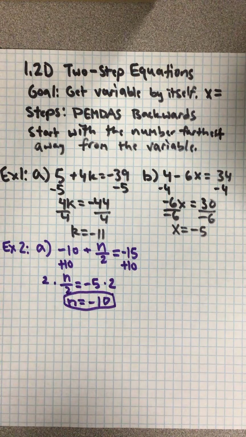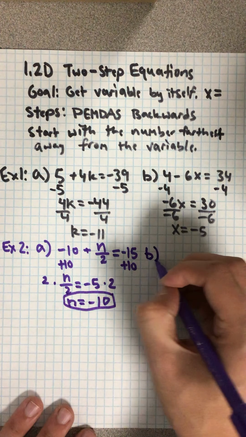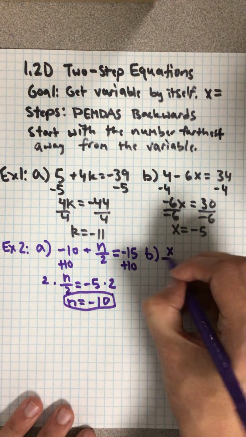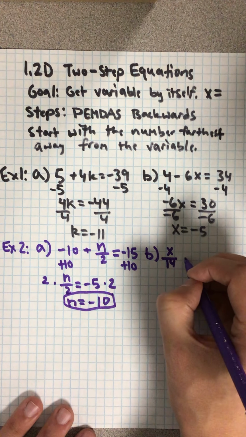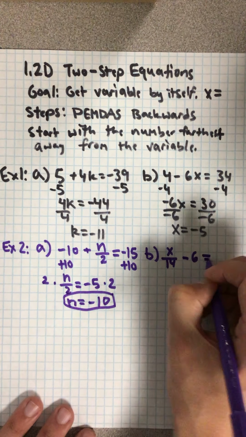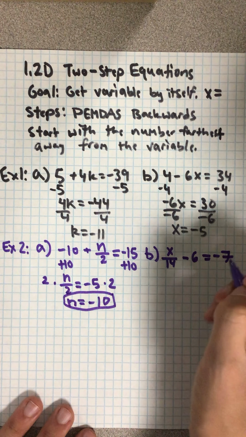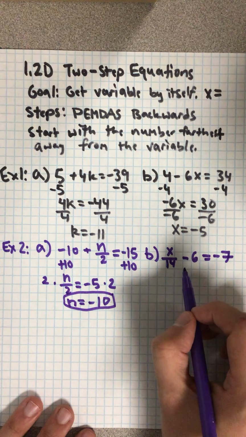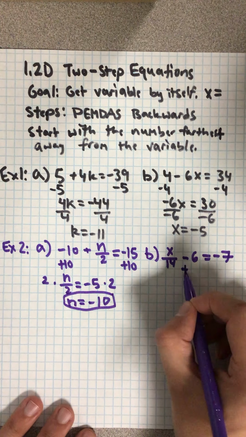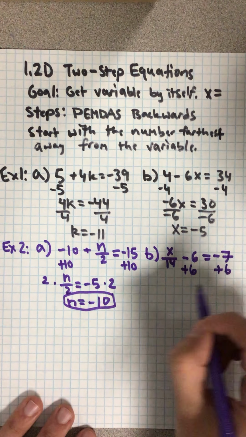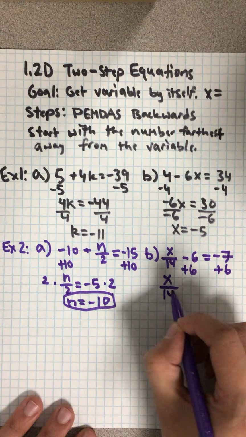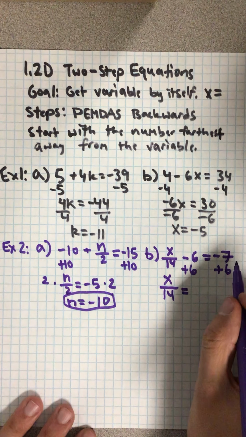All right, B. Let me write it down. You might take a moment to try and solve it on your own before I go through it with you by pausing the video. We have x over 14 minus 6 equals negative 7. So, once again, we are subtracting 6 here, and in order to undo a subtraction, we need to add the 6 to both sides. That leaves us with x over 14 is equal to negative 7 plus 6.